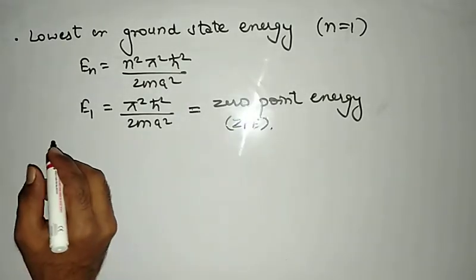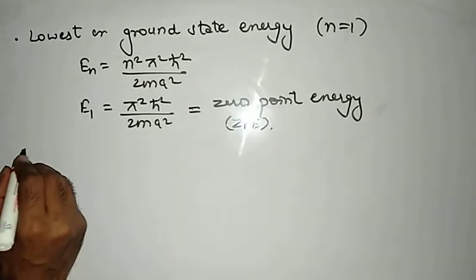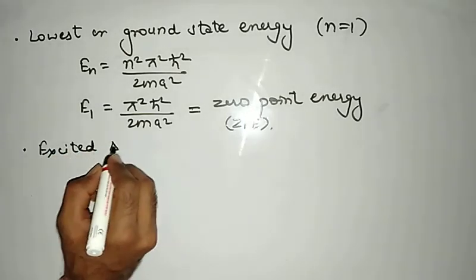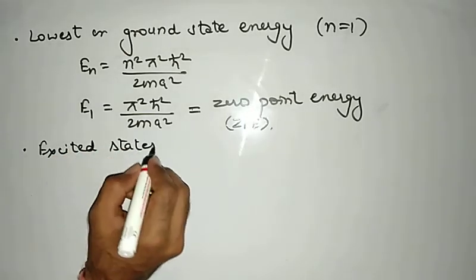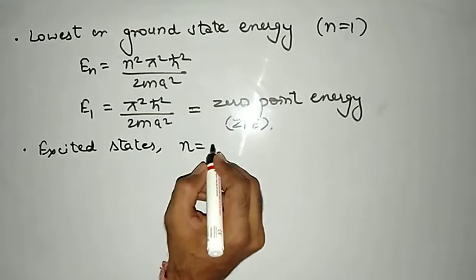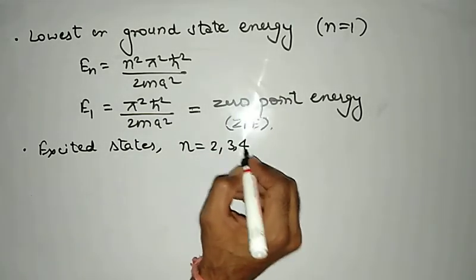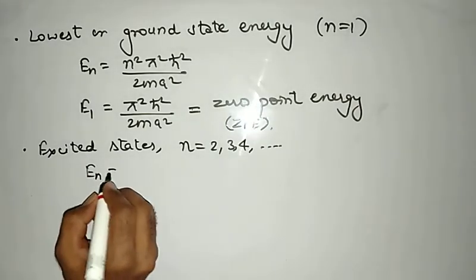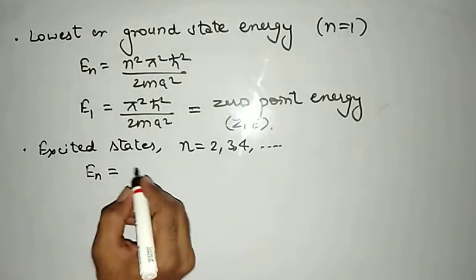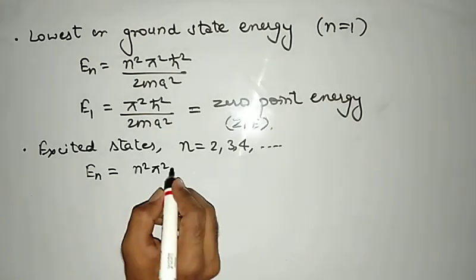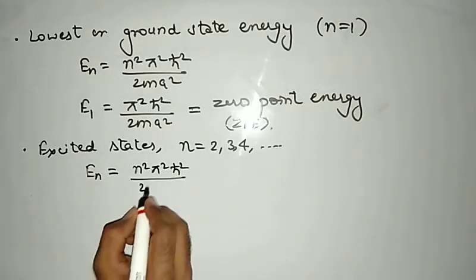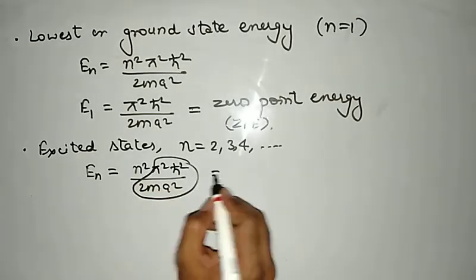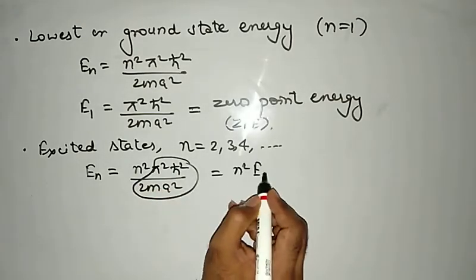Now, we can use this for excited states. For excited states, we will use quantum numbers from 2 and so on. So, for an excited state, En is equal to what? In short, we can write that this is n square E1.